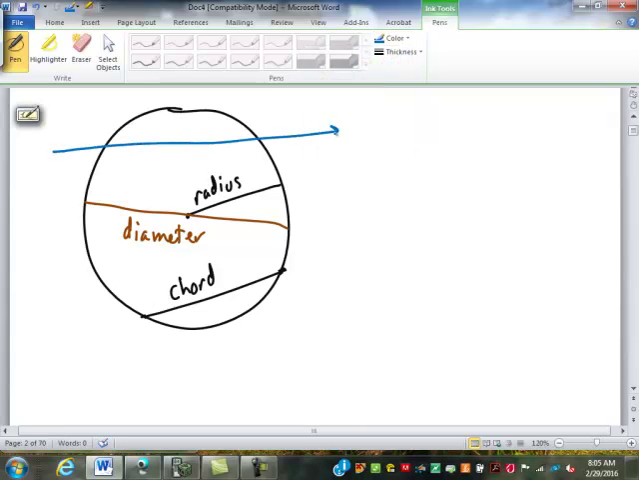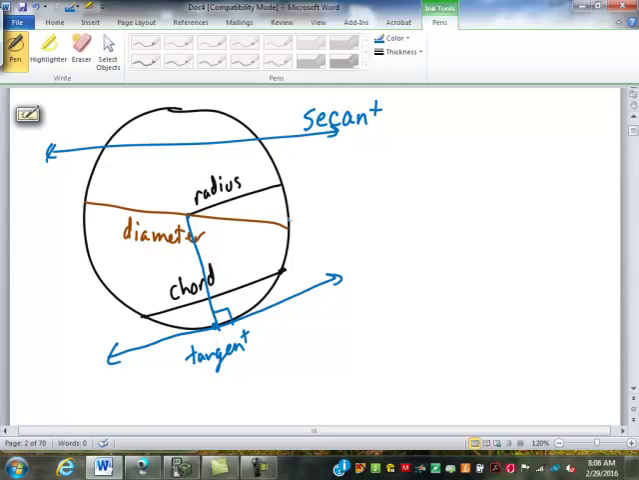If the chord continues on and goes through the circle, it's called a... there it is. If it just touches the circle, it's a tangent. And of course, there will be a relationship between that tangent and the radius. It will always be perpendicular, 90 degrees.